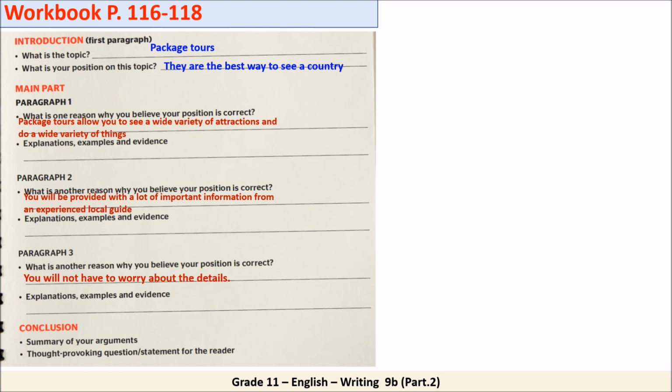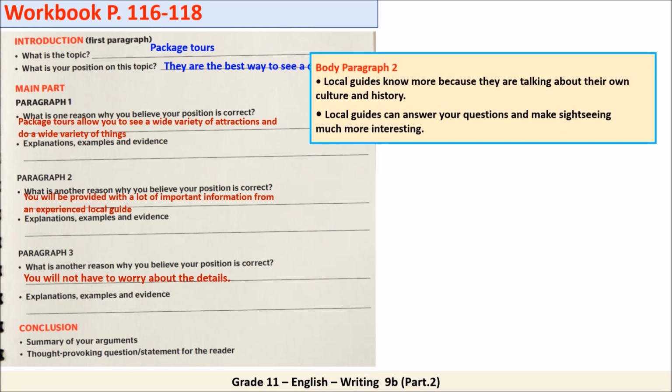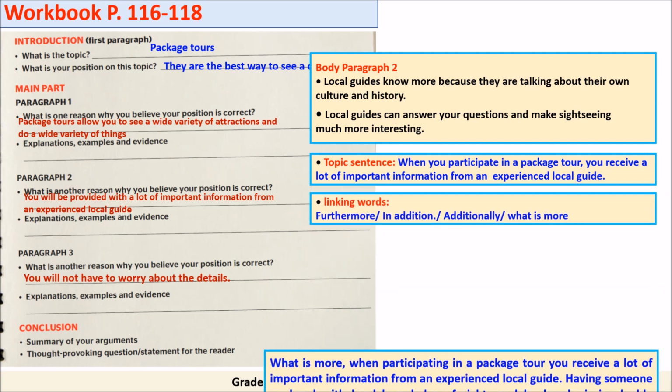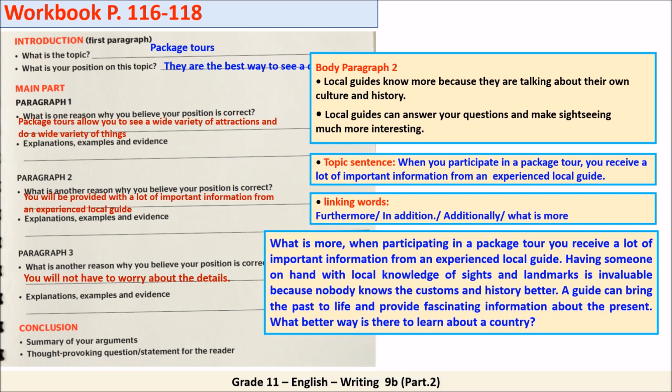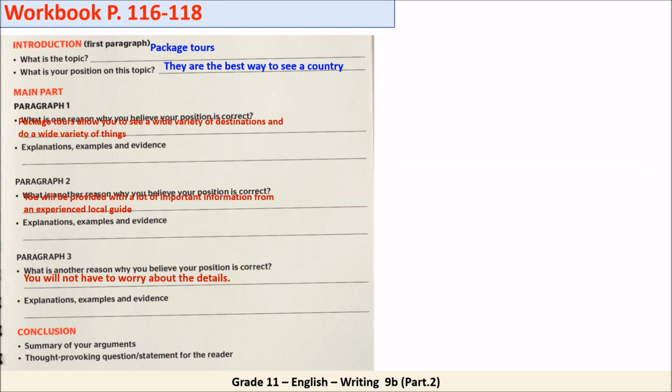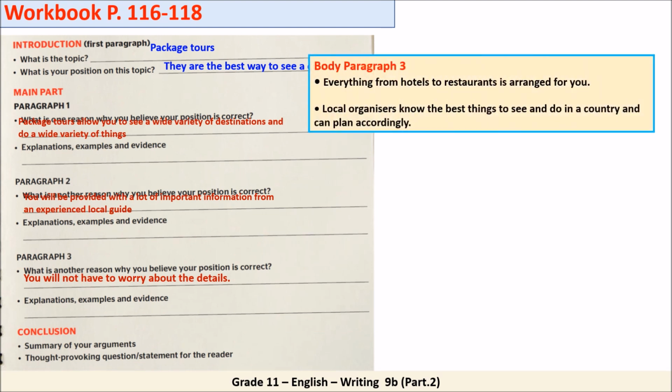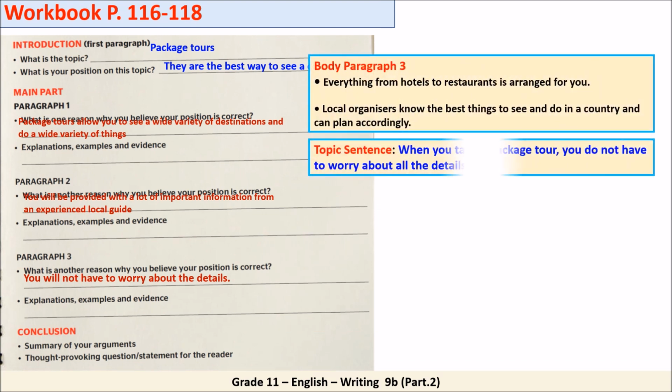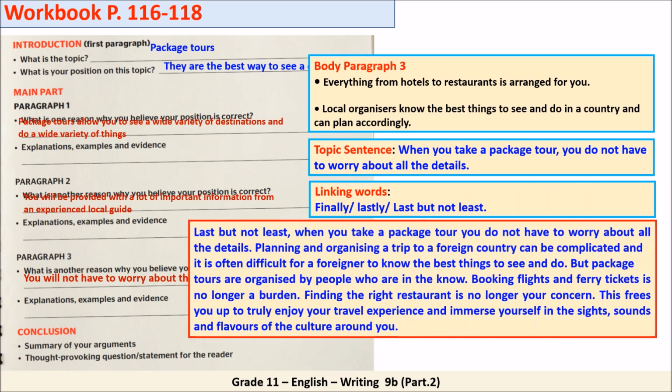We can do the same with body paragraph 2, and the final paragraph will be as shown here. The same work can be done with body paragraph 3, and this will be the final paragraph of the essay.